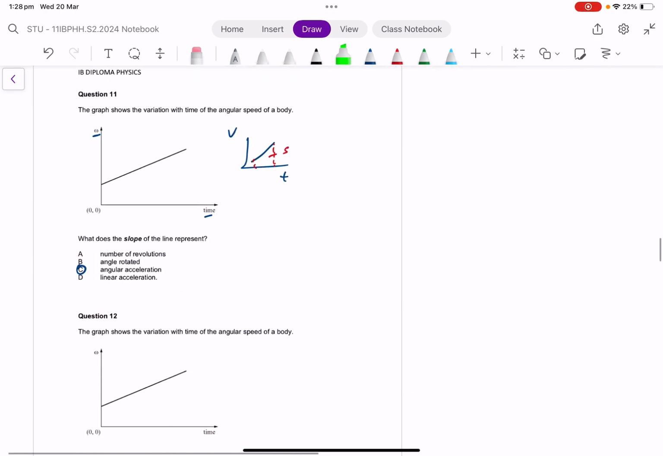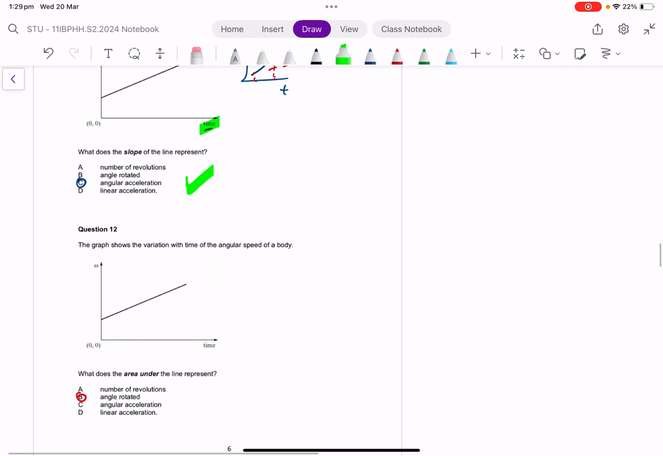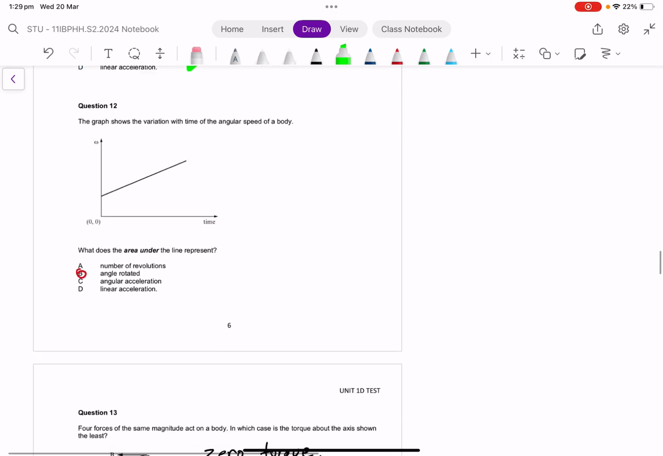Here we go. This one's, guys, please. This is an angular velocity time graph. The slope of a normal velocity time graph is acceleration. The slope of an angular velocity time graph is therefore angular acceleration. Simples. Now, the area under a velocity time graph is displacement. So the area under an omega time graph is angular displacement. So the angle rotated, not number of revolutions. I think you'd have to divide that by 2 pi, something funky. The total angle is measured in radians, my friends, not revolutions.